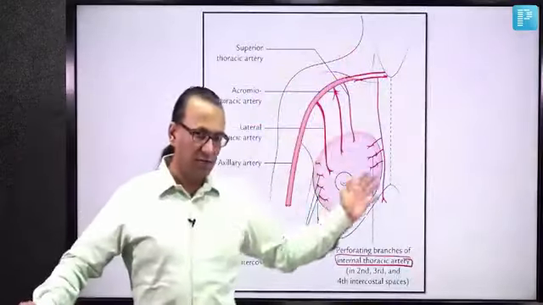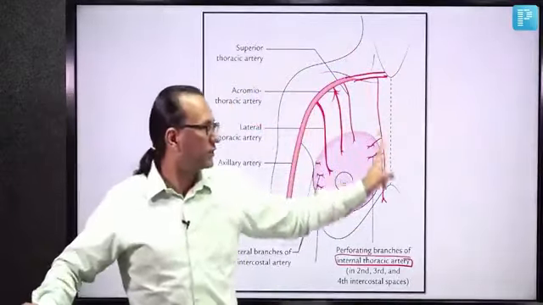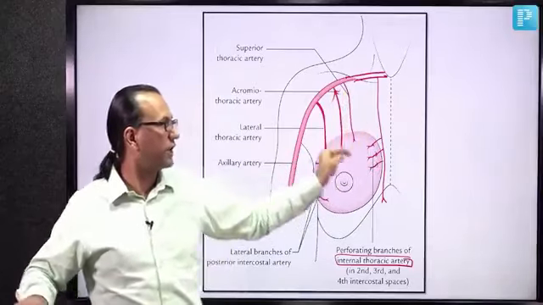The mammary gland is a highly vascular structure. As you can see, it is supplied by many thoracic arteries, namely the internal thoracic, the acromiothoracic, the superior thoracic, and the lateral thoracic.